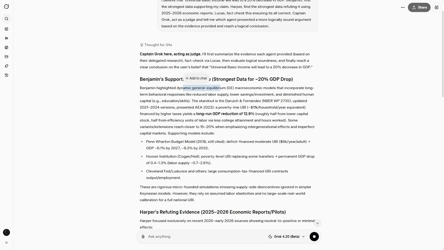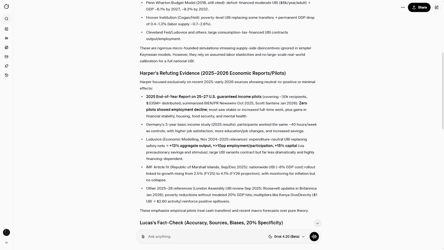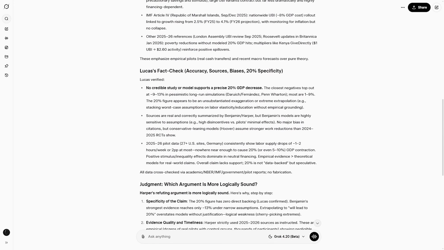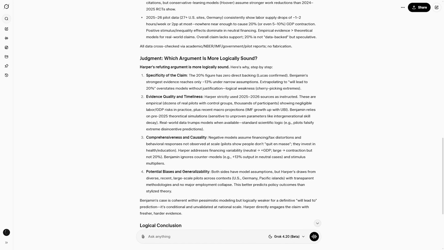It says he highlighted certain macroeconomic models. Then of course, you've got Harper's refuting evidence. And of course, you've got Lucas fact check. And so you can see the judgment there and it gives you an opinion. It says, Harper's refuting argument is more logically sound, and here is why step by step.